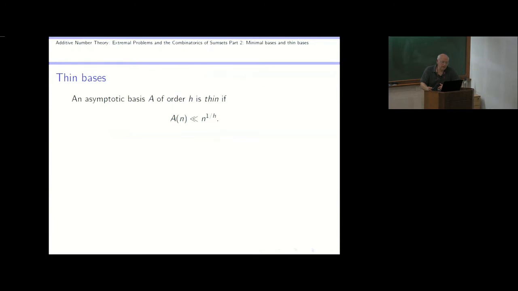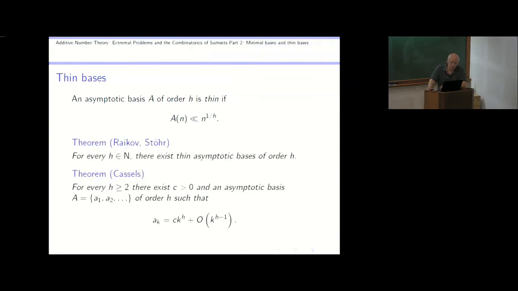And we say that a basis is thin if in fact this minimum rate of growth is the rate of growth. So there is some constant c such that A(n) is less than c n to the 1 over h. So a basis of order h with that property is called thin. And one of the first results, that goes back a long time, to Raikov and Stöhr, says that there actually exist thin asymptotic bases of order h. You can construct them. And there's a beautiful theorem of Cassels, which for some reason he published in German.